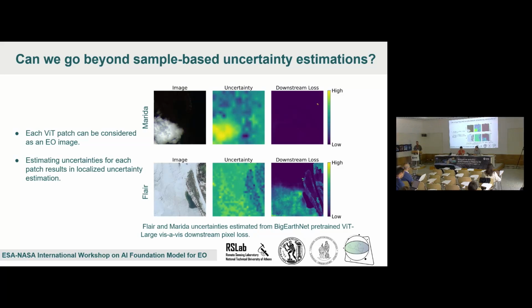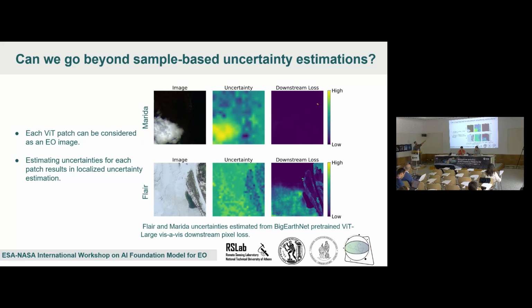So we kind of tweaked the transformer architecture, taking advantage of the sequential nature it has. And we considered each patch of the vision transformer as a spatial area in the Earth observation imagery and tried to extract the uncertainty of each location independently and produce the uncertainty map of it.